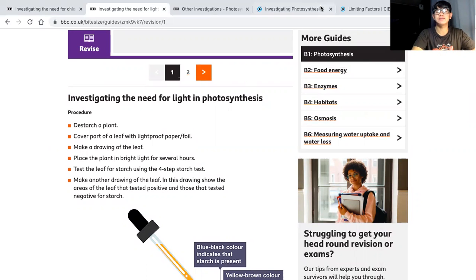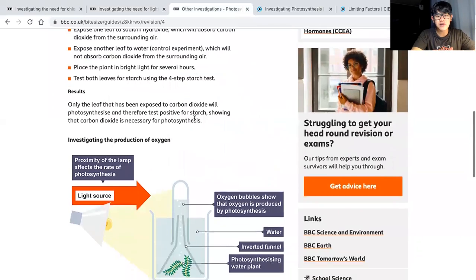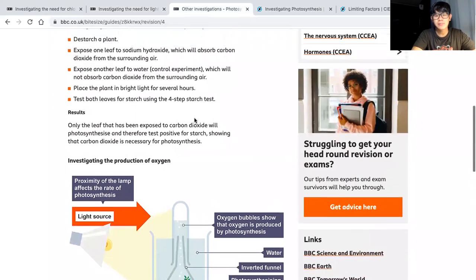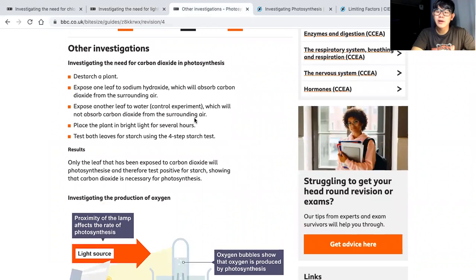Okay, and lastly, investigation of carbon dioxide. Okay, so how do we know that carbon dioxide is needed for photosynthesis? Okay, so same thing, what we do is we take plants from outside, we put them in the cupboard. We put them in the cupboard for 24 hours for what? To de-starch them here.